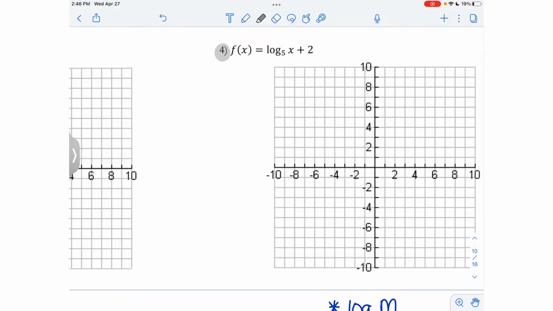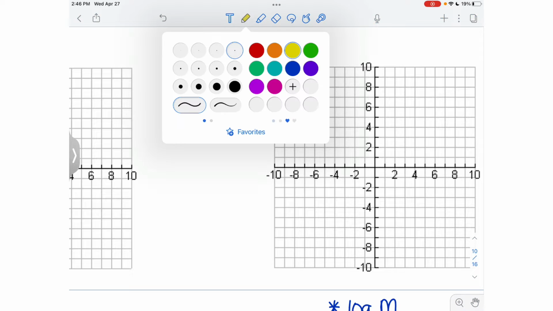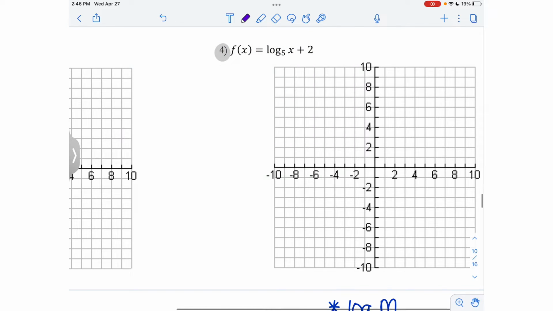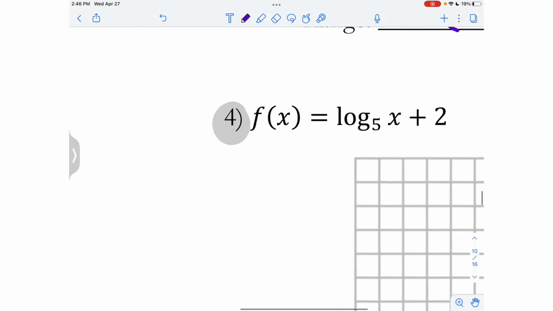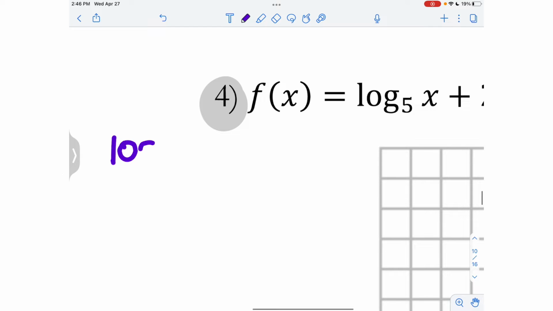Hey guys, I am here to give you a quick recap of some of the stuff that's going to be on your quiz. Starting with a graph. This is number 4 from the quiz 2 review, and what we want to do is come up with the parent function of this logarithmic equation. The parent function is just log base 5 of x.